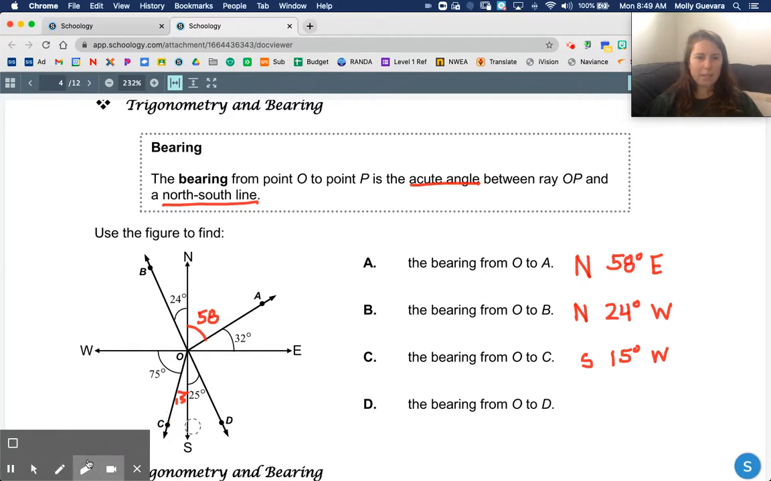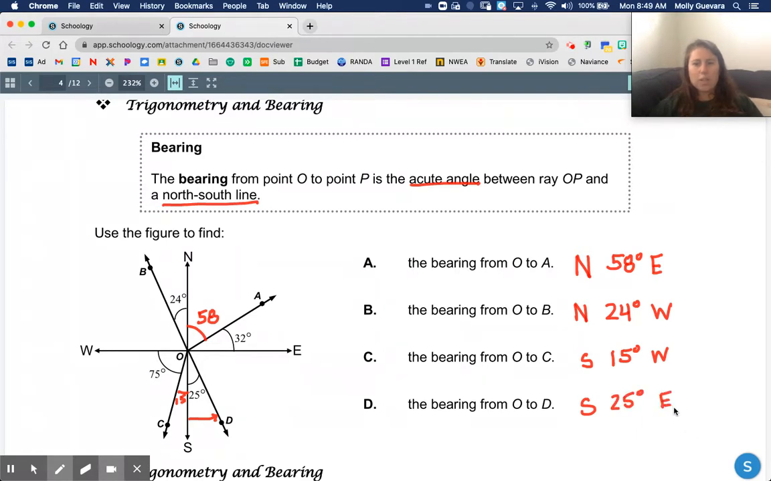And then the last one is D, right? I start at south, and I go 25 degrees east. So your first coordinate is always going to be north or south because you always start at the north-south axis. Okay, then you're going to say how far you go and then in what direction, right? You start at north, you go 35 degrees west or east, right? So you have to give that direction.